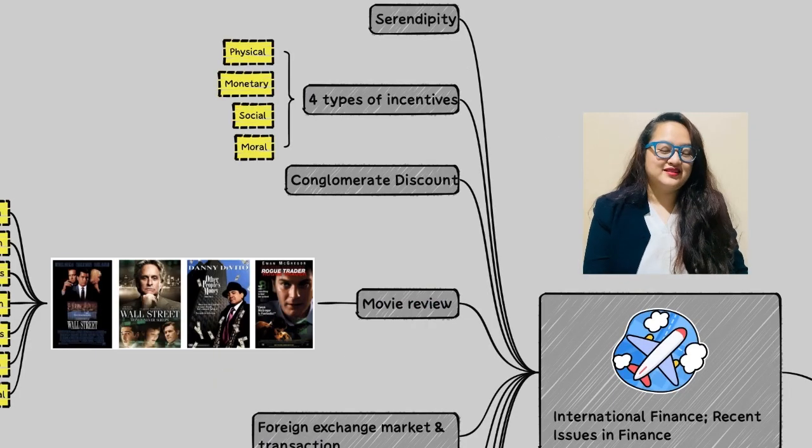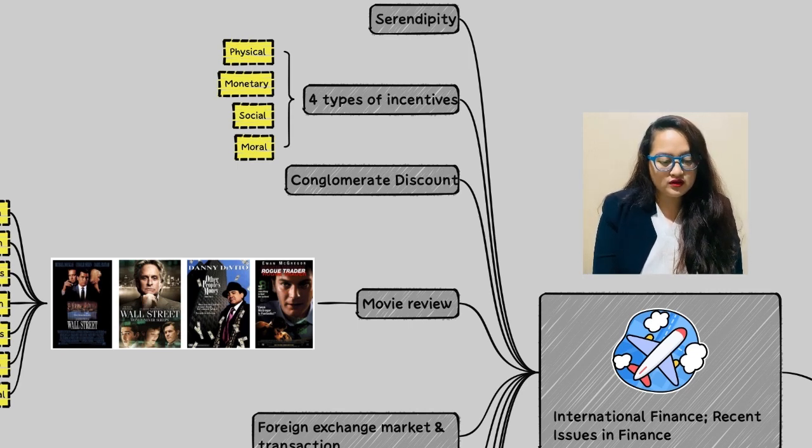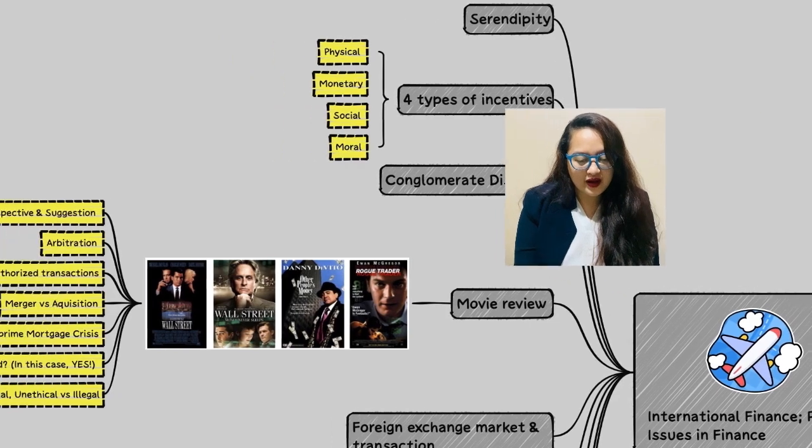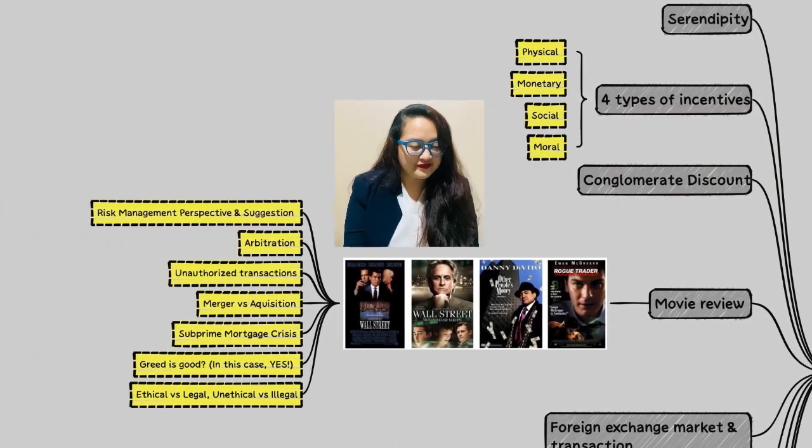Number 6 is international finance and recent issues in finance. We talk about serendipity, and then there are 4 types of incentive, which include physical, monetary, social, and moral. We also talk about conglomerate discount. And we have movie reviews. I have this, Wall Street.